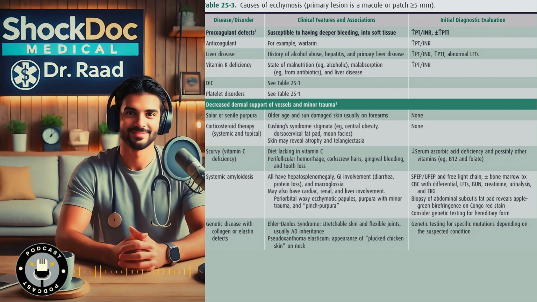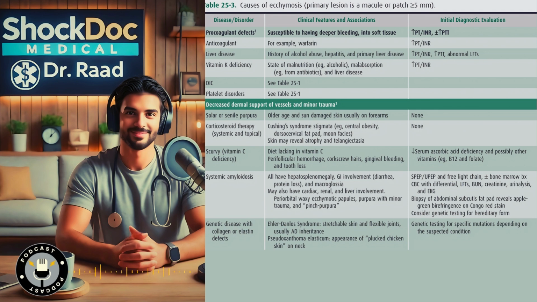Systemic amyloidosis. This is a bit more complex. Patients might have hepatosplenomegaly, GI issues like diarrhea and protein loss, and macroglossia. You might see periorbital waxy ecchymotic papules or even pinch purpura. Diagnostic tests include SPEP-UPEP free light chain assays, a bone marrow biopsy if needed, and a biopsy of the abdominal subcutis with Congo red stain for apple green birefringence. Genetic testing might also be considered.